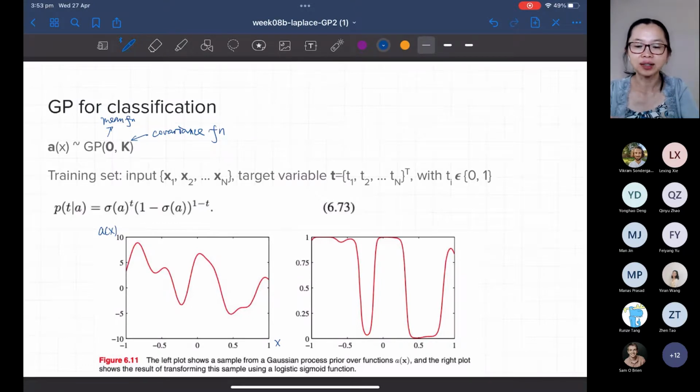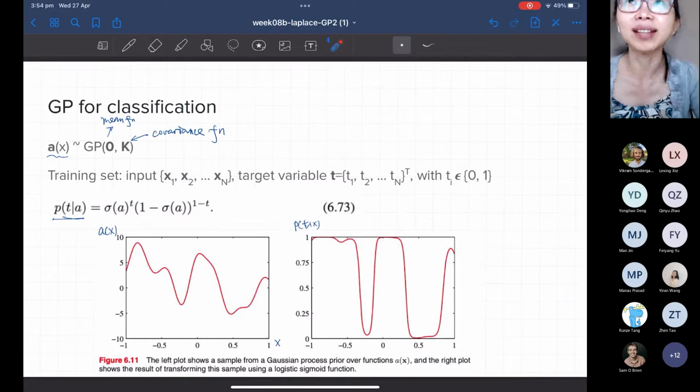The training set is again a set of x's and a set of target variables that are either 0 or 1. The mapping between the underlying Gaussian process a and the target variable is simply through a logistic, a sigmoid function. If t equals 1, basically class 1, the probability of t given a is sigma of a, and 1 minus sigma of a otherwise. Pictorially, given a set of different x values in 1D, in this particular case, we can sample a Gaussian process instance a and draw it like that by just running our multivariate Gaussian sampler.